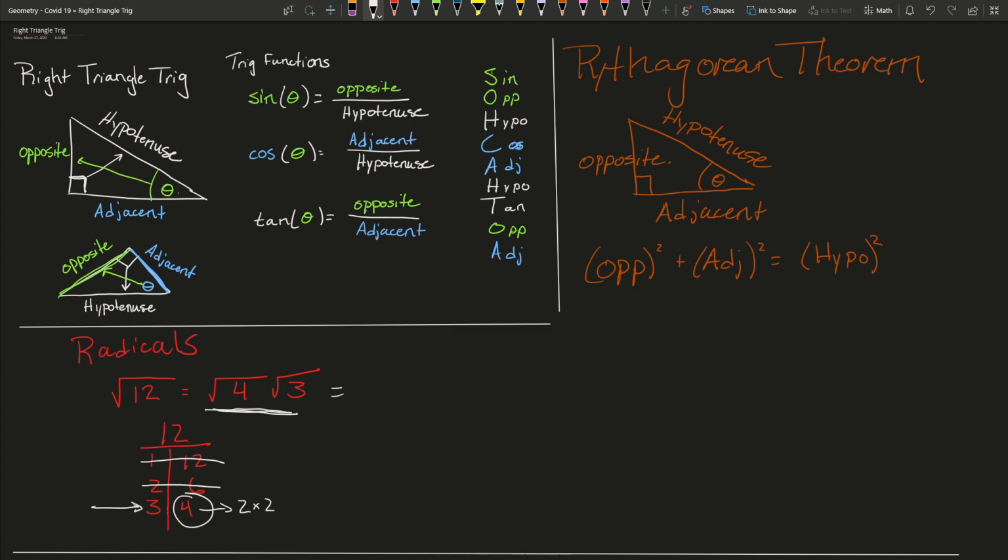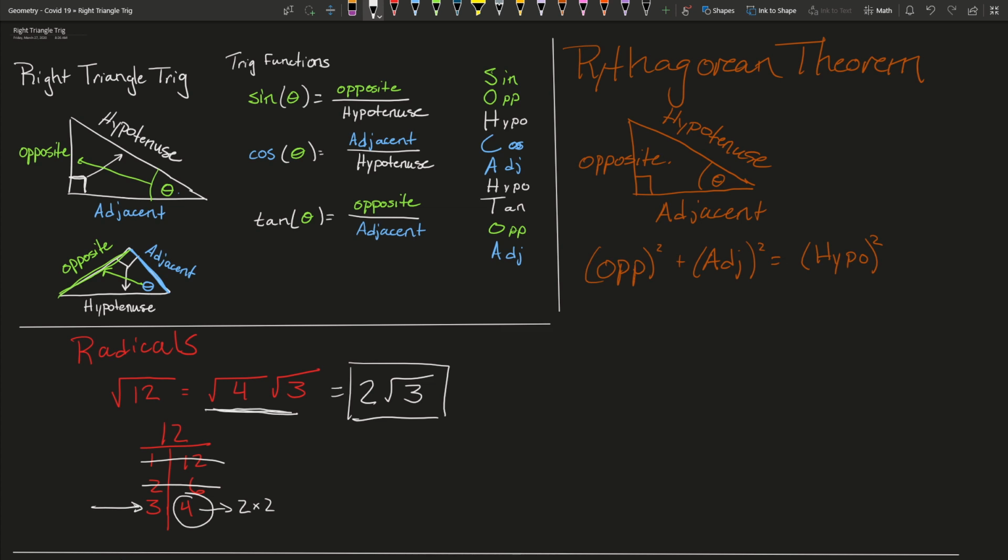Then we just simplify. The square root of 4 we know is 2, and the square root of 3 we can't simplify anymore. So we get 2 square root of 3, and that's as simple as that can get. Obviously, they get harder than that, but that's really what we're dealing with. We're trying to factor out perfect squares, and then we simplify from that.